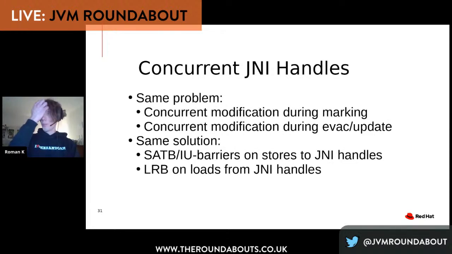Why do we need to handle this while the world is stopped? It's a similar problem like when you scan the root. If you have concurrent modification during marking, or concurrent modifications of those objects during evacuation or updating, we need to coordinate for consistency. And the solution is actually the same. We place barriers there whenever stores happen on JNI handles, or load reference barriers when loading from JNI handles.